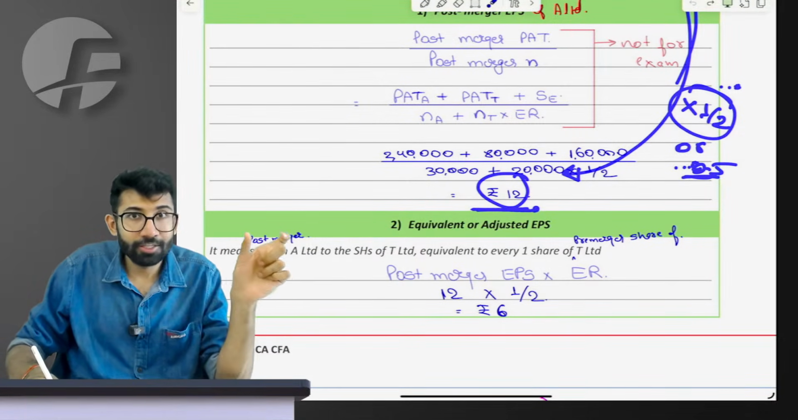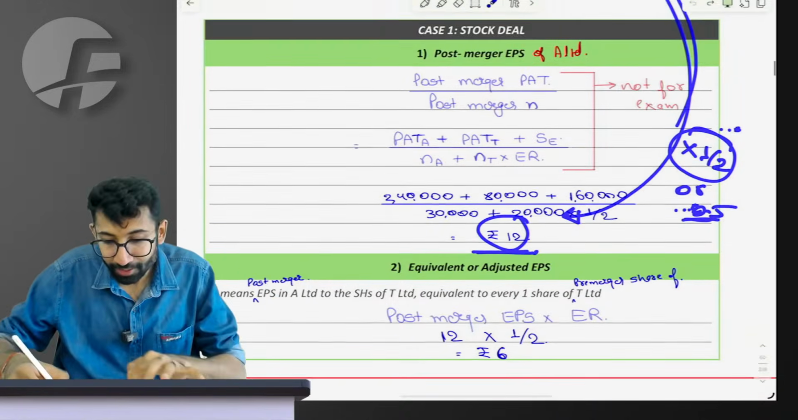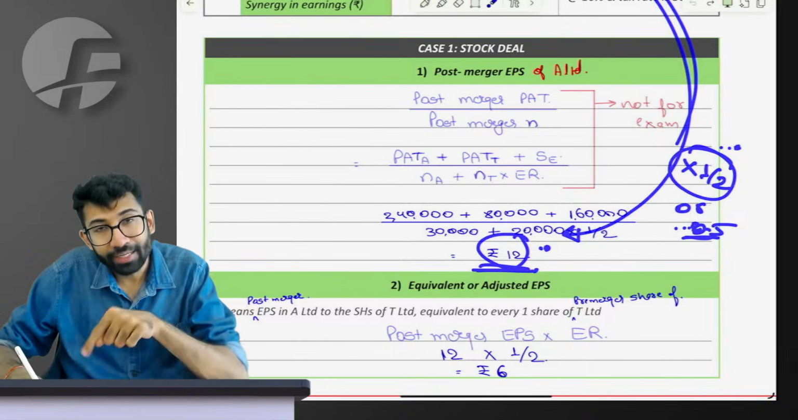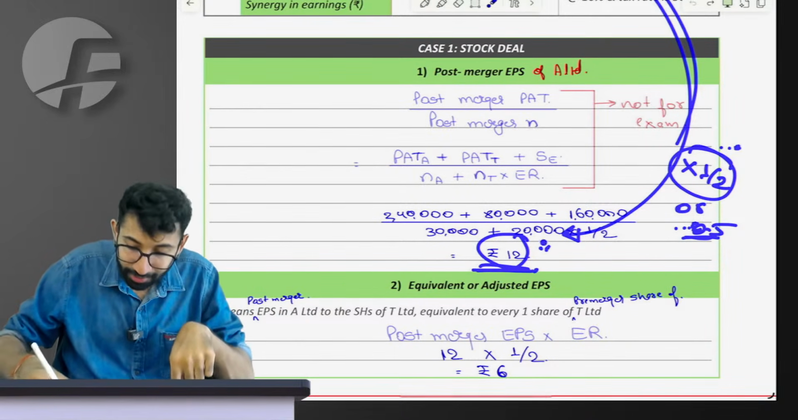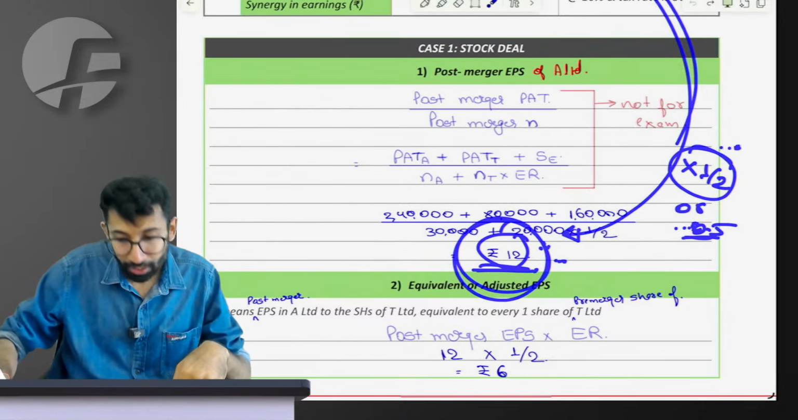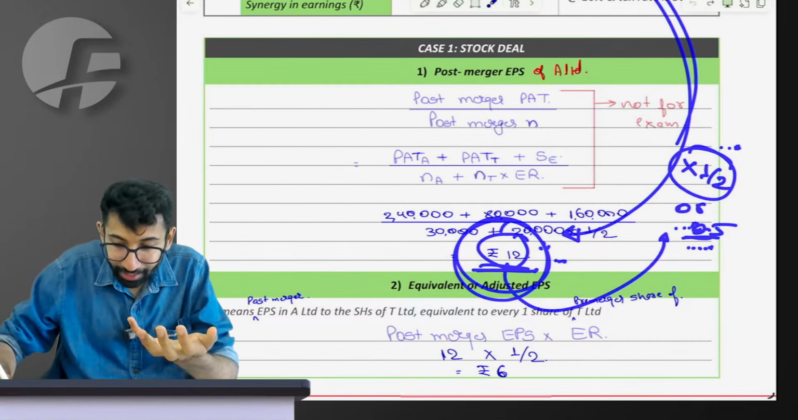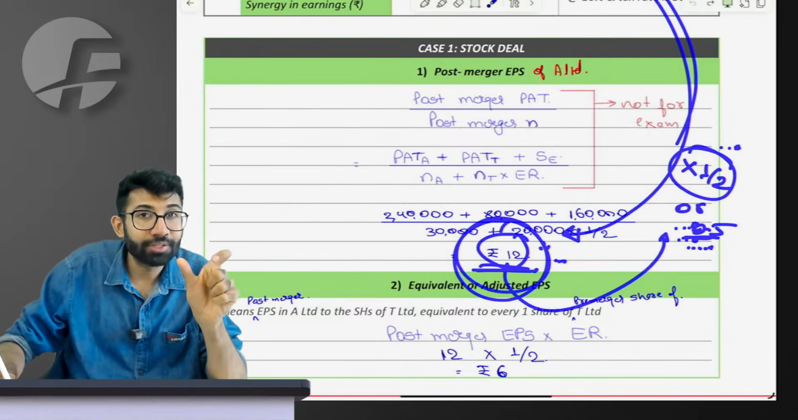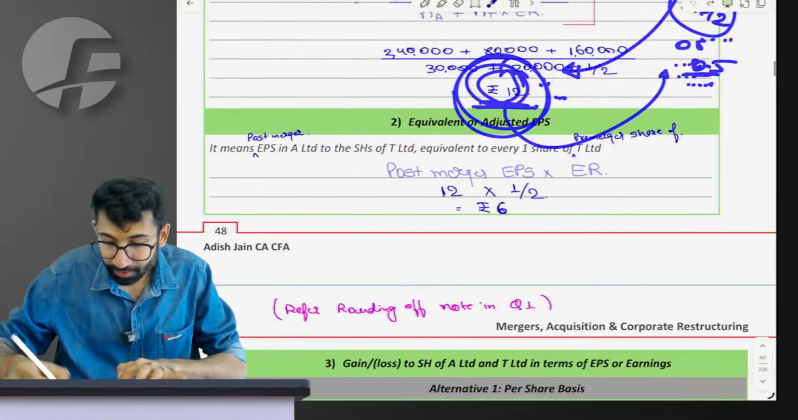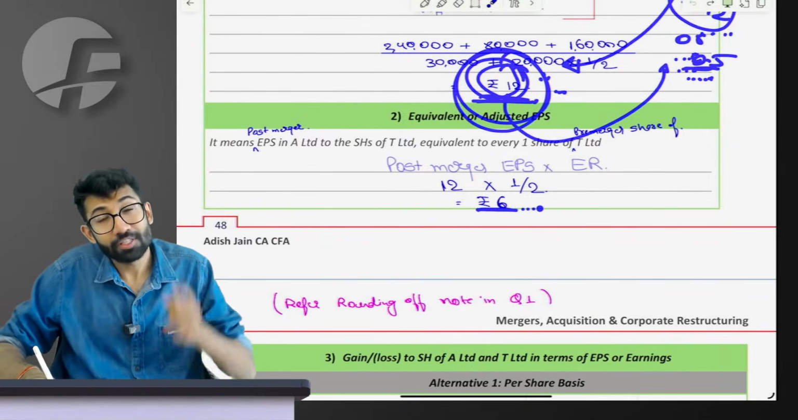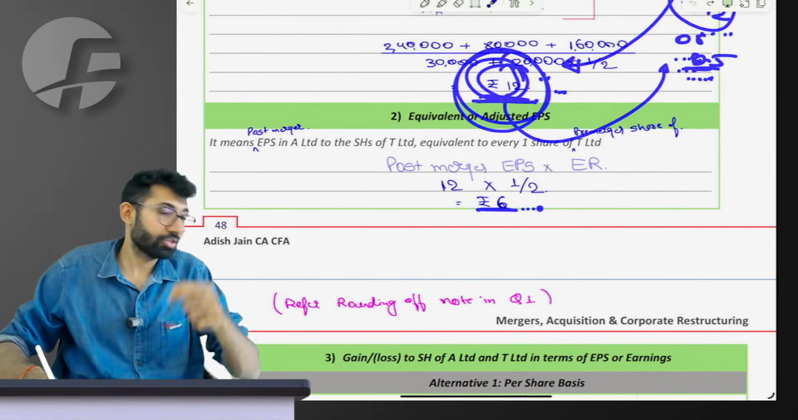12 rupee is the earnings per share after merger of the acquirer company, A Limited. So you don't get one entire share in the acquiring company. Against your one older share, do you get one entire share in the new company? No, you get only half of it. So how much is the earnings per share against only this half of the share? Can I say it is 12 into half, which gives me an earnings per share of only rupee 6, which is equal to the earnings against your one older share.